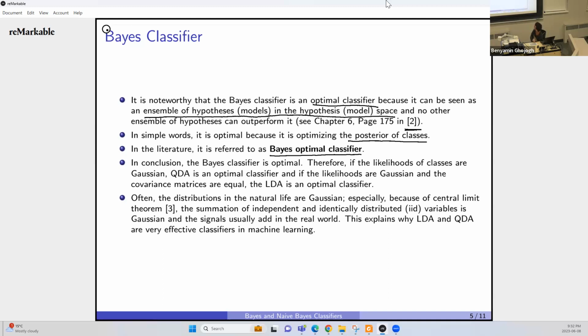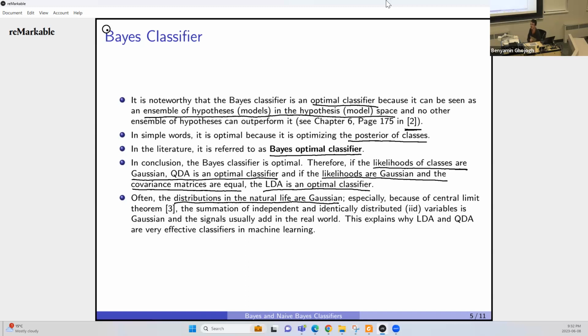In conclusion, the Bayes classifier is optimal. Therefore, if the likelihoods of classes are Gaussian, QDA is an optimal classifier. Do you agree? Because if the likelihoods are Gaussian, then Bayes classifier reduces to QDA. Okay, and if the likelihoods are Gaussian and the covariance matrices are equal, then LDA is an optimal classifier, because Bayes classifier will reduce to LDA. Often, this is an important item. Often, distributions in the natural life are Gaussian.